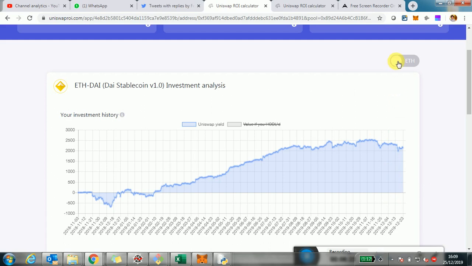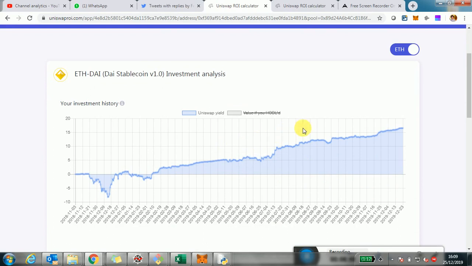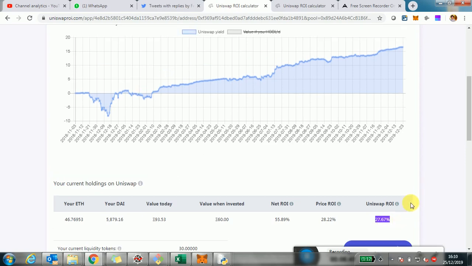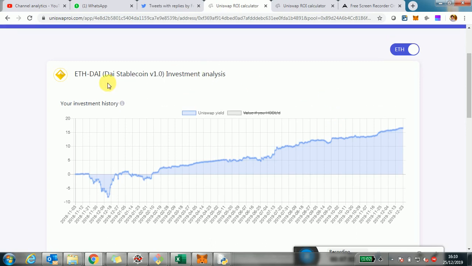But if we switch to the Ethereum valuation, we can actually see the return even better in terms of Ether. And again, in Ethereum terms, Uniswap has been yielding 27%, which is pretty commendable. If you run an analysis on your portfolio, you'll be able to see the evolution of the value that Uniswap is bringing to you. So I would say on the Ethereum DAI pool, Uniswap really had a commendable performance.